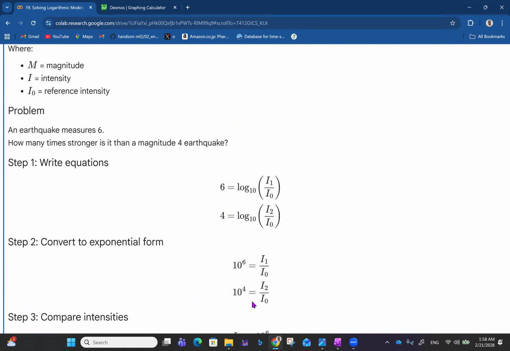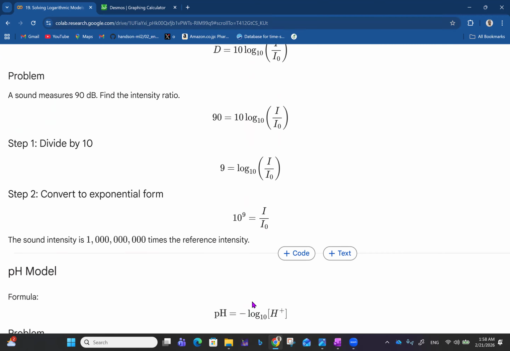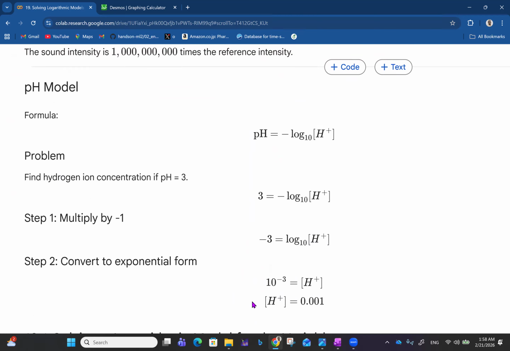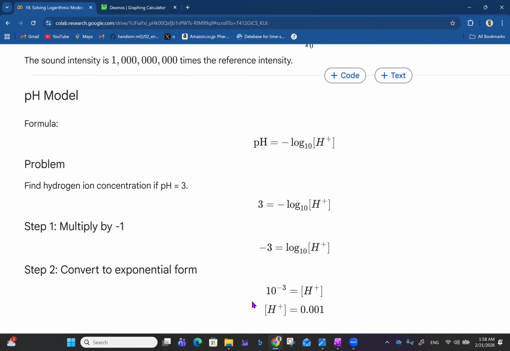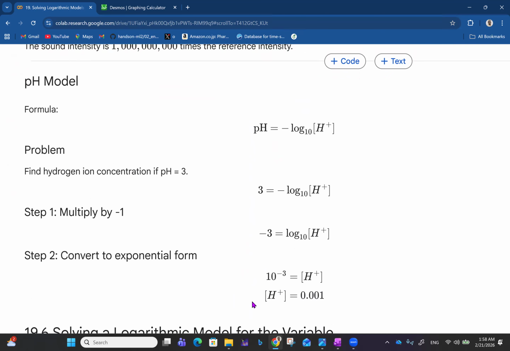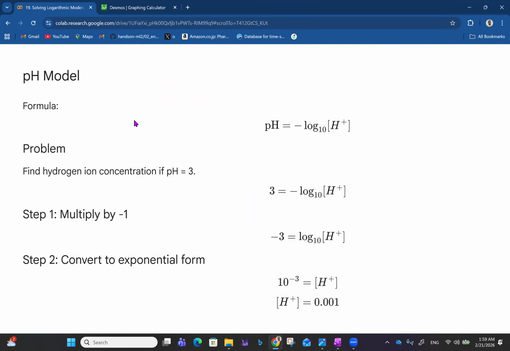So we see logarithmic models for the earthquake model, sound intensity, and of course we have the pH model too. So imagine for pH, that measures the level of acidity of a chemical or a solution. So we have a pH model like this: pH is equal to minus log to base 10 of H plus. I think I did this in high school chemistry. So the problem is: find the hydrogen ion concentration if the pH is 3.